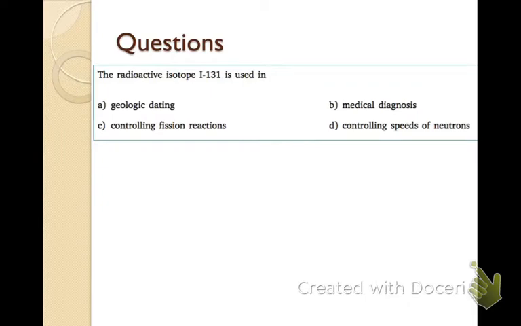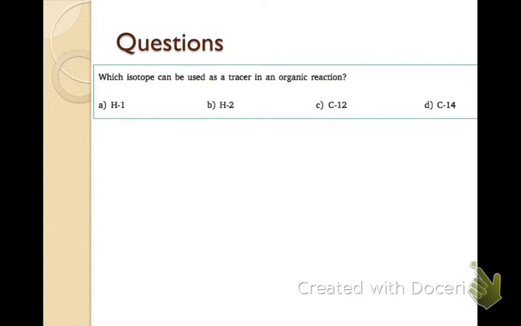The radioactive isotope I-131, or iodine-131, is used in, and remember that was for thyroid, so that should be a medical diagnosis. And which isotope can be used as an organic tracer? Anytime you think organic, just like back in bio, we want to think about carbon. So here we have carbon-12 versus carbon-14. Which one's radioactive? Carbon-14 is actually a radioactive one.